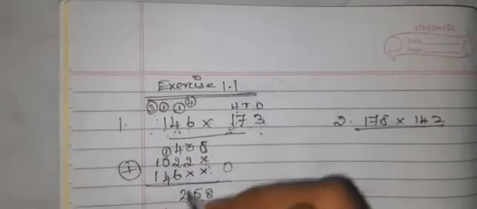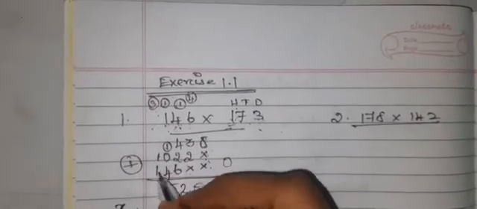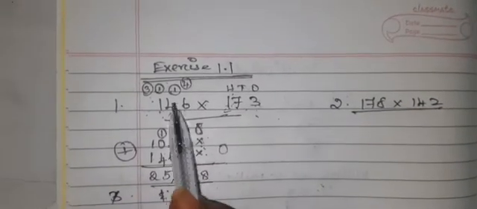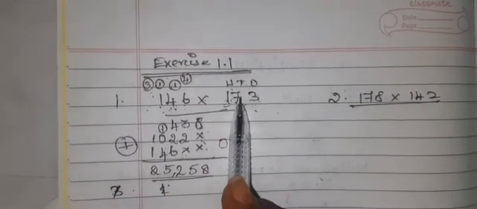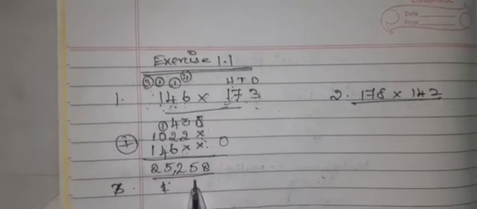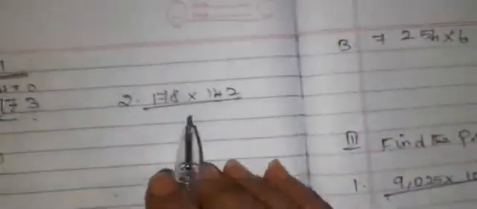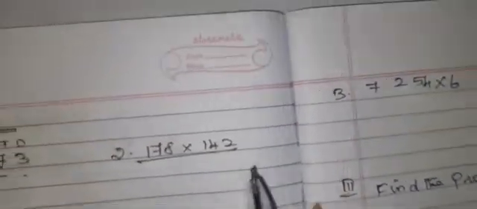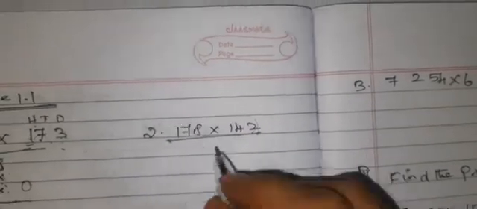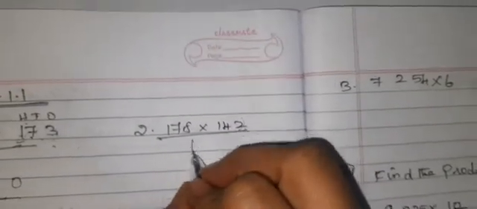1 plus 4 is 5. 1 plus 1 is 2. So the product of 146 multiplied with 173 is 25,258. Now let's solve the second problem. First you have to multiply the multiplicand with the units place value. 2 multiplied with 8 is 16.